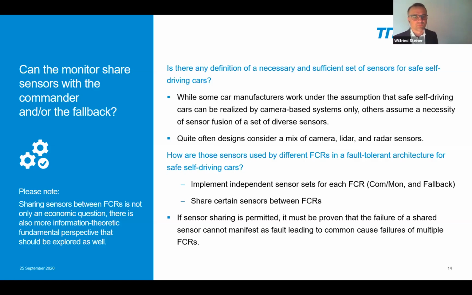What should come very natural and clear is that if there is a decision that a sensor is reused between independent FCRs, between replicated automated driving systems, there is of course a risk that this shared sensor could cause a common cause failure again in these independent FCRs. Or in other words, the independence of the FCRs is limited again. So it must be proven that a failure of a shared sensor, like any other shared input into multiple FCRs, cannot cause a common cause failure.